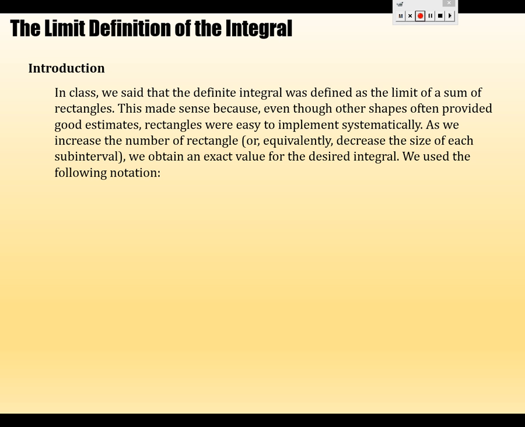Last we said that the definite integral was defined as the length of a sum of rectangles. This made sense because even though other shapes often provided good estimates, rectangles were easy to implement systematically. As we increase the number of rectangles, or equivalently decrease the size of each subinterval, we obtain an exact value for the desired integral. We use the following notation.